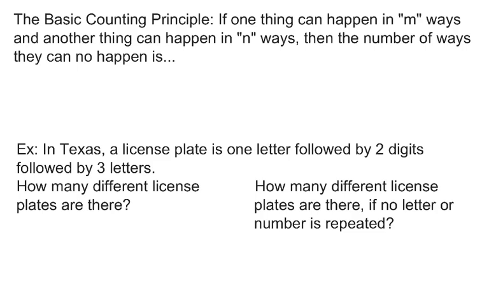Well, we have the basic counting principle that can help us with that problem a little bit quicker. Instead of drawing that big old tree diagram, the basic counting principle says if one thing can happen in m ways, and another thing can happen in n different ways, then the number of ways they can both happen, not can, but both happen, is m times n different ways.